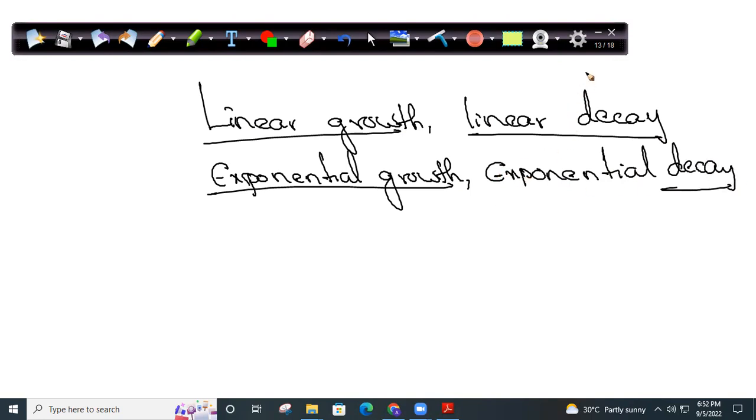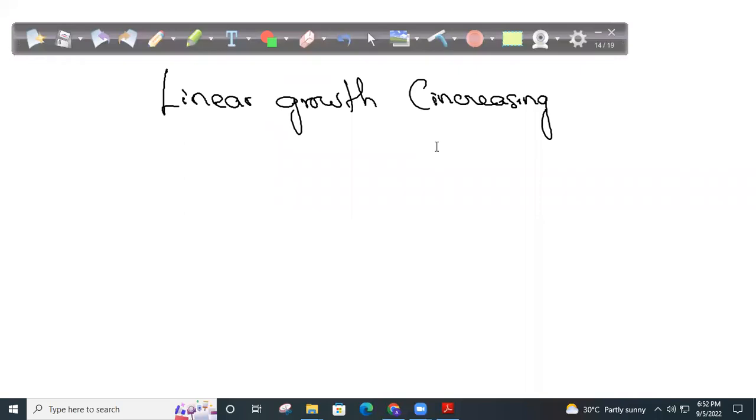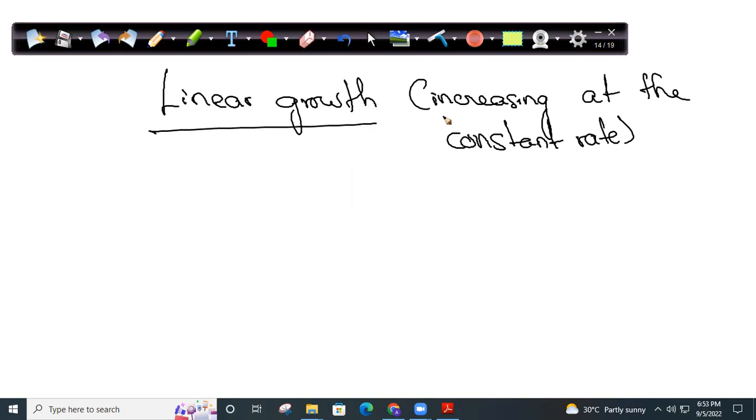Okay, perfect. Now let us see what is the meaning of linear growth, linear decay, exponential growth, and exponential decay in detail. We'll see here. Linear growth. It is also called increasing at a constant rate. Both mean the same. What does SAT mean by this?